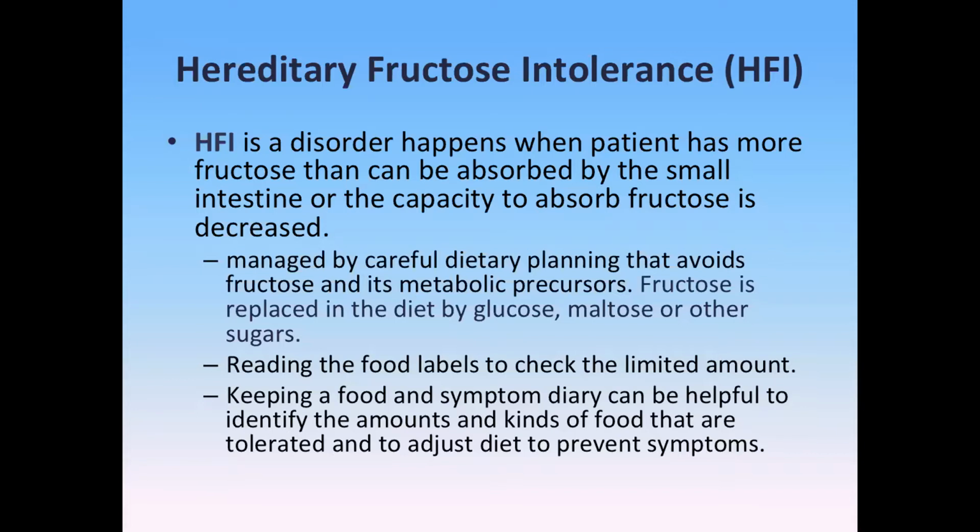So this is managed by careful dietary planning that avoids fructose from the food and also all the metabolic precursors. So fructose is replaced in the diet by glucose, maltose, or other sugars that don't have any fructose in them. Also, reading the food labels is very important. We teach the family and the child to read the food label to check the amount of fructose. Keeping a food and symptoms diary can be helpful to identify the amounts and kinds of food that are tolerated, because some patients can tolerate small amounts of fructose. And when they grow older, they can also tolerate more.